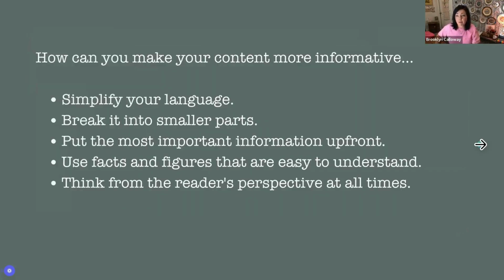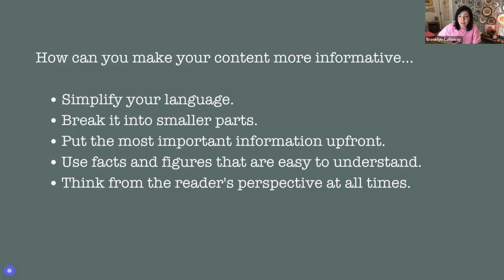How can you make your content more informative? Well, here are some great ways. Simplify your language. We help you do your social media. Really, we help you effectively market your small business using digital platforms. But that's too like blah, blah, blah. We do your social media. That's all people need to know. That's what they say. So that's what we need to say.